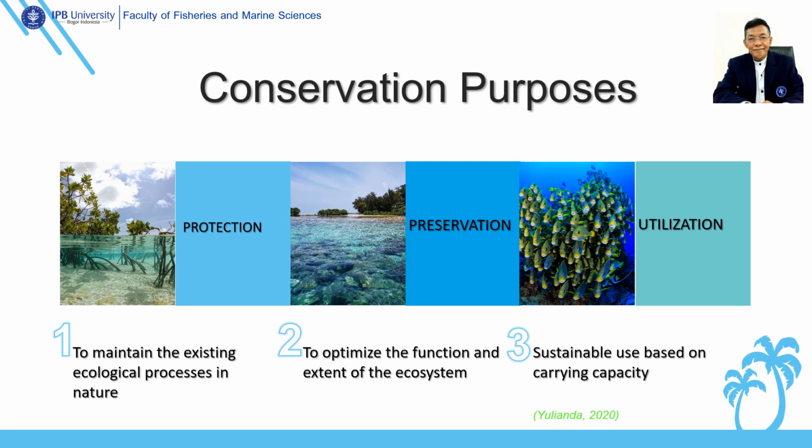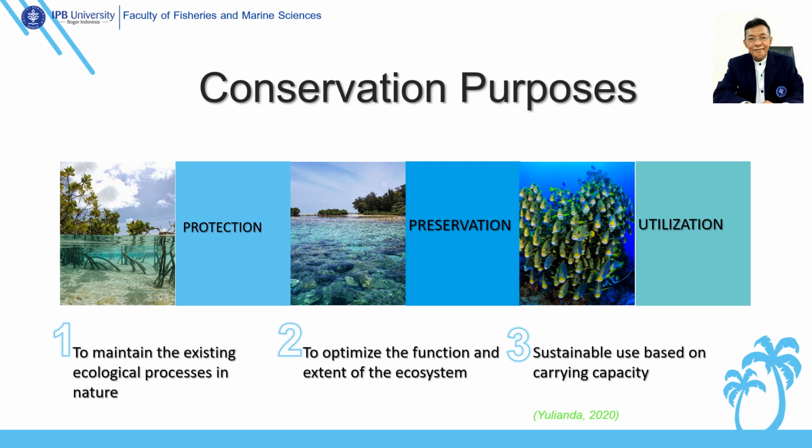Protection as an objective has the purpose to maintain the existing ecological process in nature in order to protect diversity of biota, the presence of endangered or rare species, and to protect against habitat destruction and degradation. The second purpose is preservation. It's meant to optimize the function and extent of the ecosystem, ensuring the ecological system of all ecosystems runs well despite the dynamic of changes caused by nature and humans.